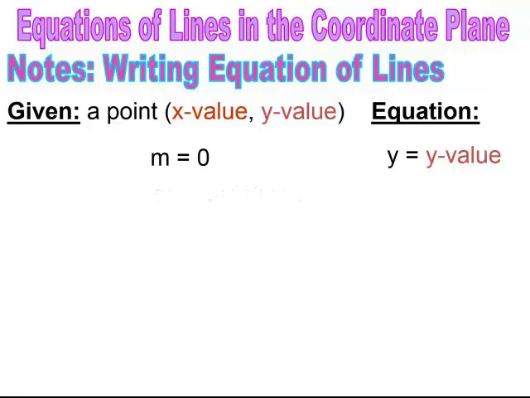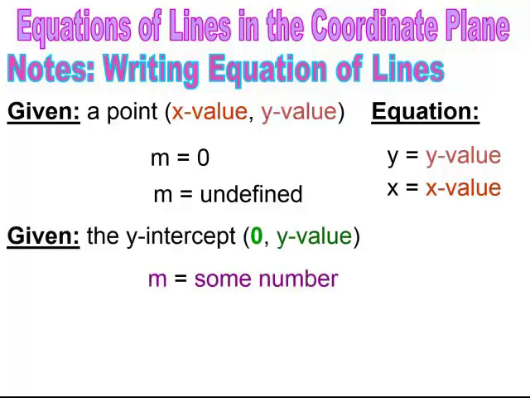Now, if you have the slope is undefined, remember when the slope is undefined, it is a vertical line, and when you have a vertical line, the equation of the line is x equals whatever the x value is in the ordered pair. So these are a couple quick notes that write equations easily just by knowing these rules.